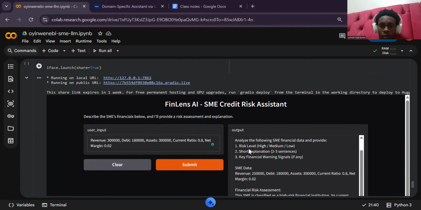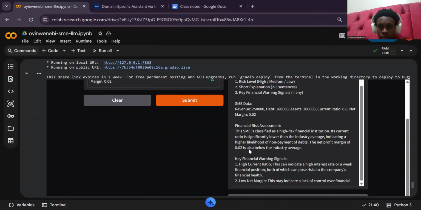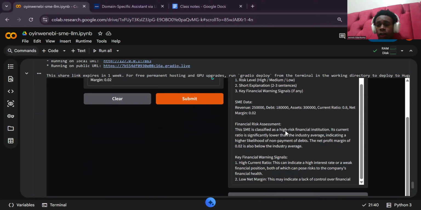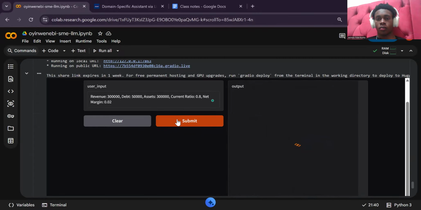As we can see here, in this explanation, this is a high risk financial decision. You're not as likely to get a return on your loan or your investment, so you wouldn't necessarily be advised to invest. I'm just going to change the parameters a little bit, increasing the revenue and reducing the debt. Let's submit it.